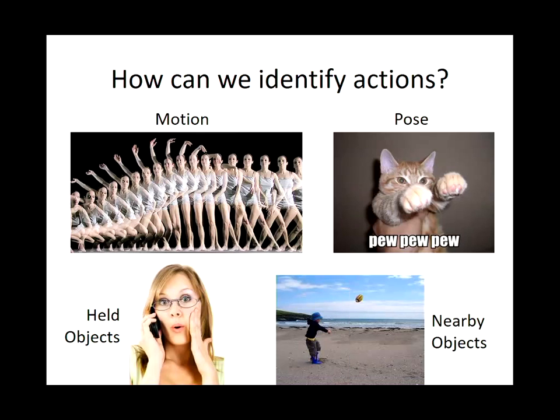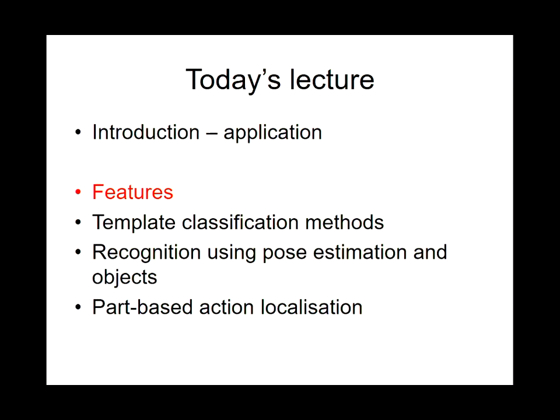There are several ways of analyzing and identifying action: how things move, the pose itself, the objects that you hold, the nearby objects. For example, the action of throwing can be identified by both the pose and the things that are around it. We're going to see some features now.